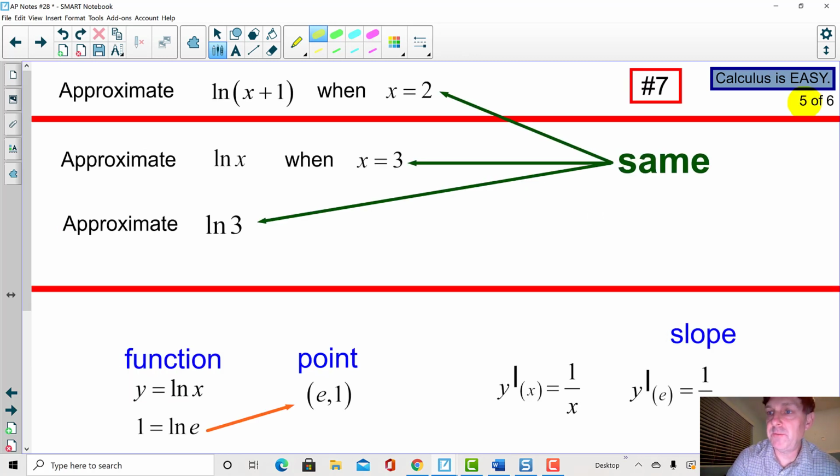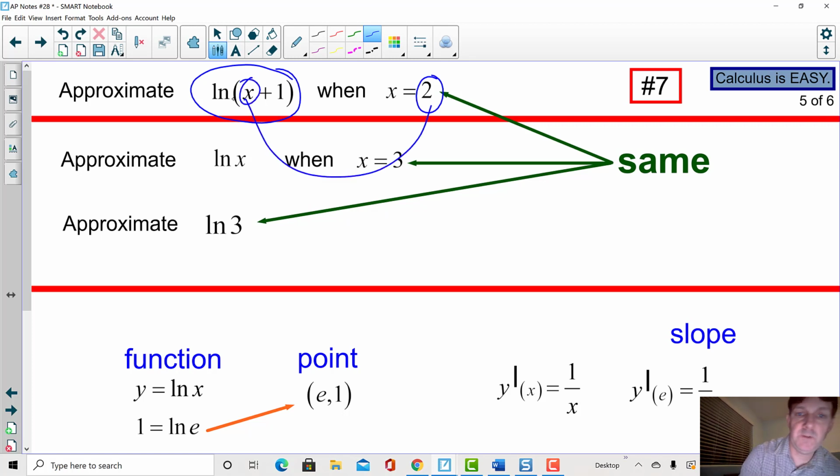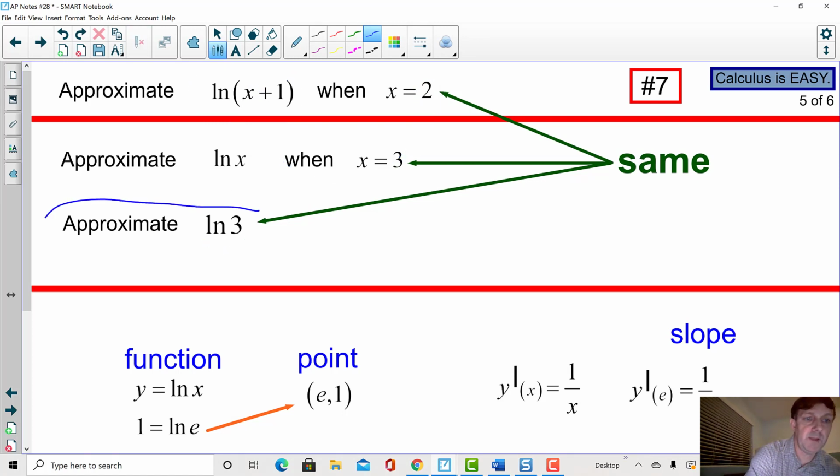Okay, this is example number 5 out of 6. On this example, you can see they're asking us to approximate ln of x plus 1 when x is 2. So if you just plug the 2 in, you can see that they're asking you to approximate ln of 2 plus 1, or ln of 3. Now, when they say approximate ln of 3, in calculus, what they want you to do is use tangent line approximation to approximate ln of 3.